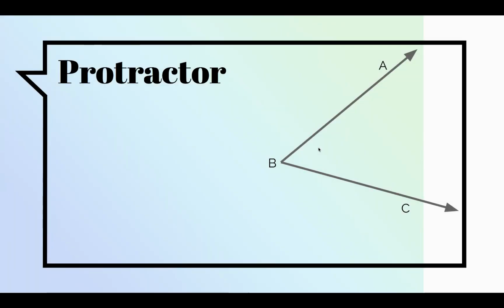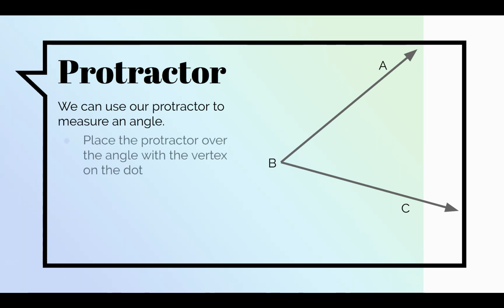You also have to know how to use a protractor and how to read a protractor. We use a protractor. That's a tool to basically just measure an angle. And how do you do it? Well, you're going to place the protractor over the angle with a vertex. Now, there's lots of different kinds of protractors, but they all are going to have a center point, like a dot or a hole or an X, at the bottom middle of it.